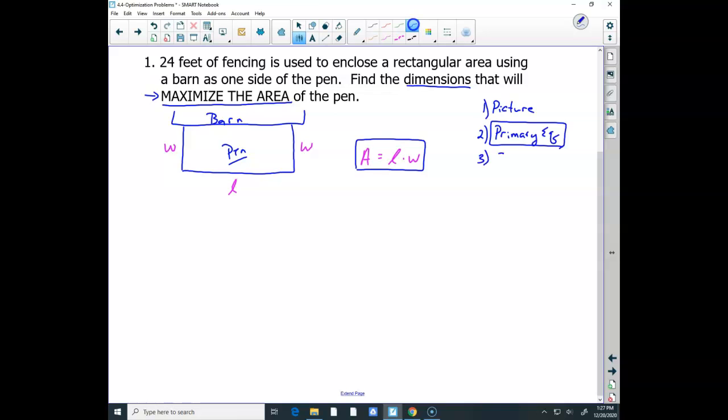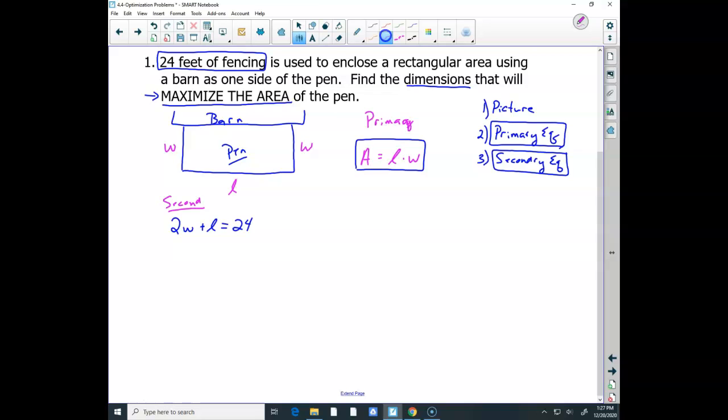So the next thing I'm going to do is find a secondary equation. And my secondary equation in this case is pretty simple to come up with because I know I'm going to be using 24 feet of fencing to make up these three sides. So it's kind of like thinking of a perimeter, right? Well, I know 2 times my width plus my length, I'm going to be using 24 feet of fencing. Hey, there's my secondary equation. So here's my primary, and here's my secondary.